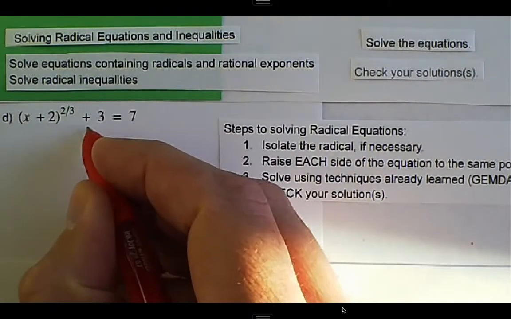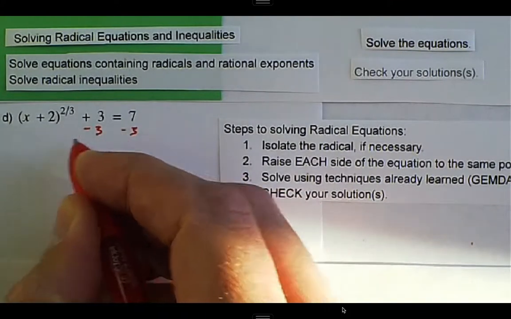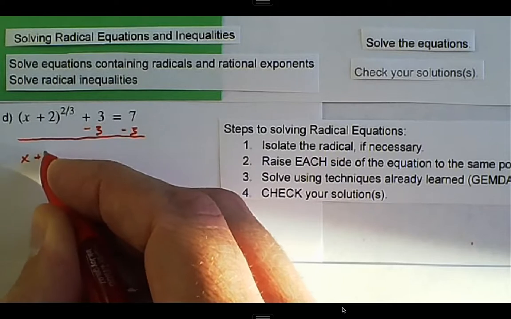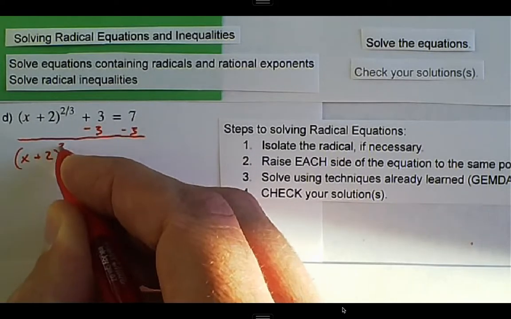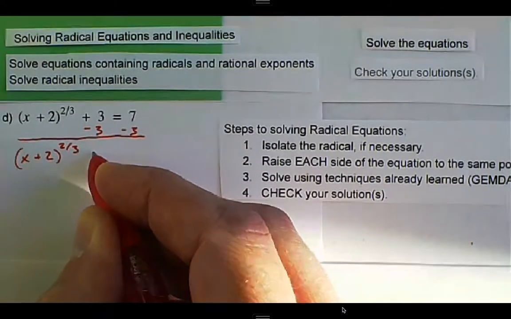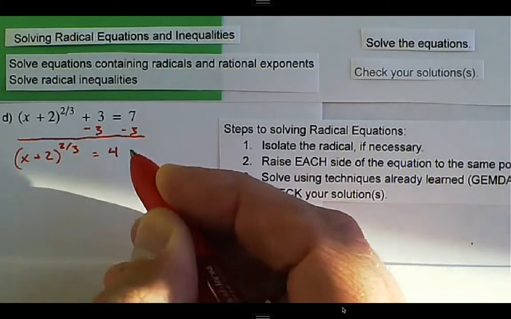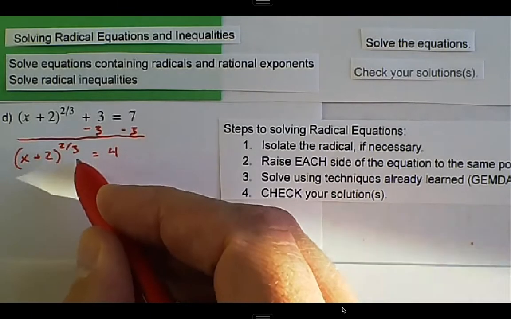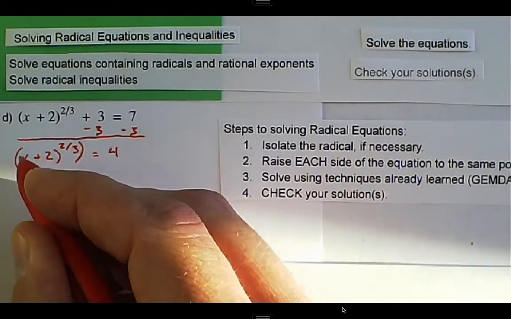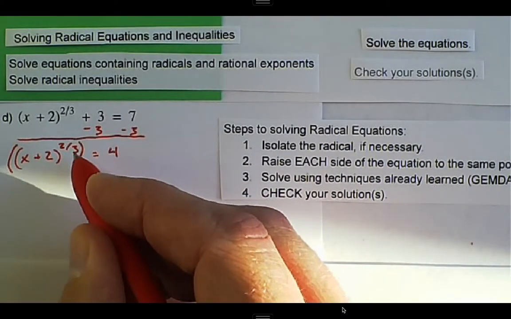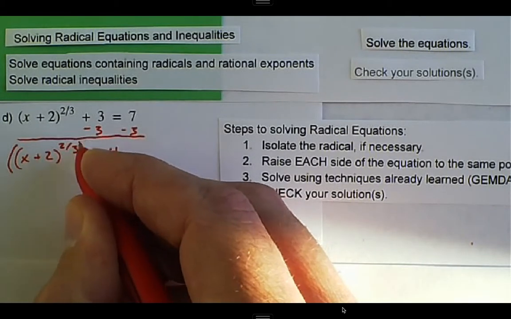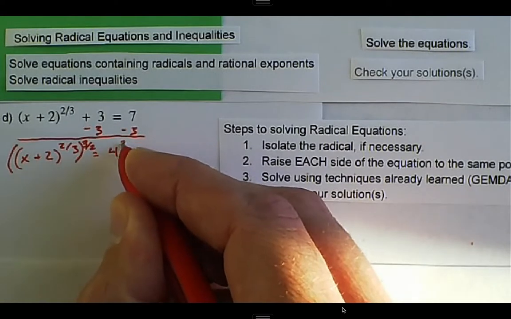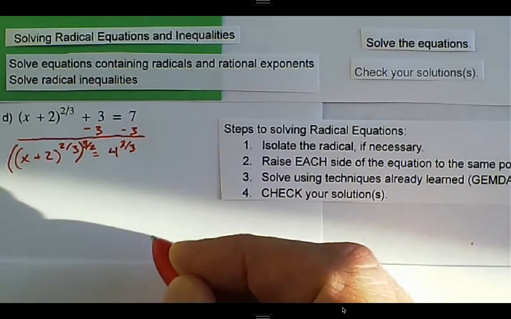So we're going to subtract 3. And that will give us (x plus 2) to the 2/3, and that is equal to 4. And now in order to get rid of this exponent, we have to do the inverse of that. So instead of 2/3, we have to take this whole thing and raise it to the 3/2 power. So we can do the 3/2 on both sides.